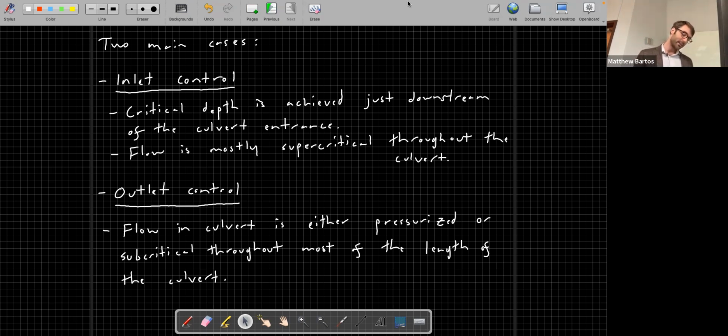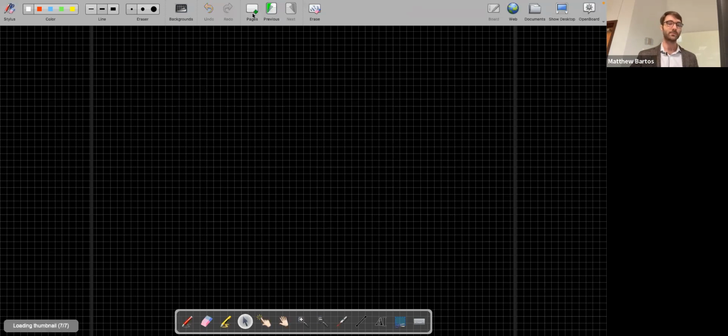Cool. So let's look at the case of inlet control. We're going to look at the case of inlet control first. On Thursday, we're going to look at outlet control primarily. Of the two, inlet control, as I mentioned, is the easier of the two to analyze. Okay, so let's look at inlet control.